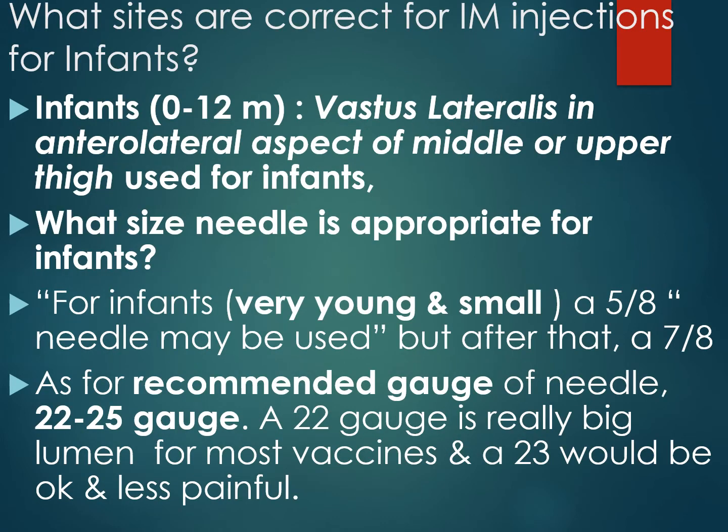What sites are correct for intramuscular injections for infants? For infants from birth until 12 months, the vastus lateralis in the anterolateral aspect of the middle or upper thigh is used. What size needle is appropriate for them? A 5/8 needle may be used, but after that 7/8. As for the recommended gauge of needle, 22 to 25 gauge. A 22 gauge is a really big lumen for most vaccines, and a 23 would be okay, less painful.